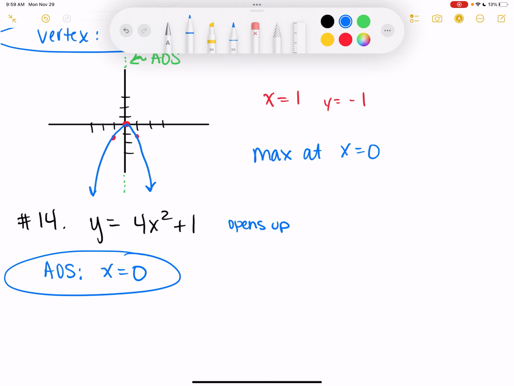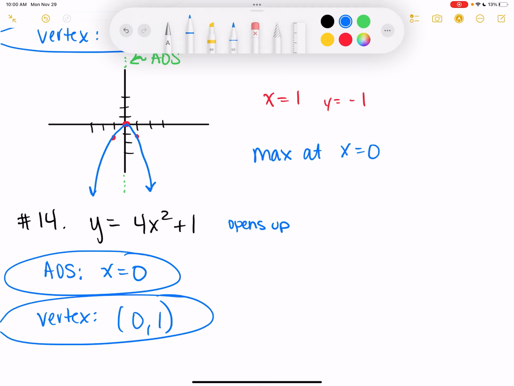But now I can't just say, oh, x is 0, so y is 0. Not true, because there's a C value. So for my vertex, when x is 0, y is 1. So my vertex is at 0, 1. Okay, so two things that I need here.